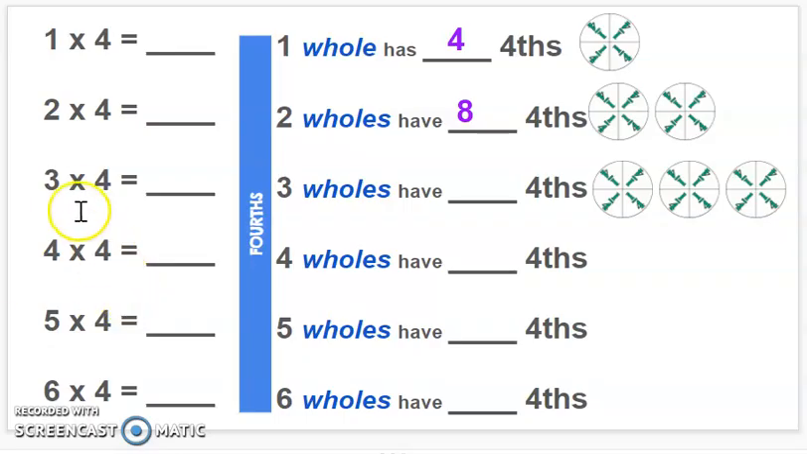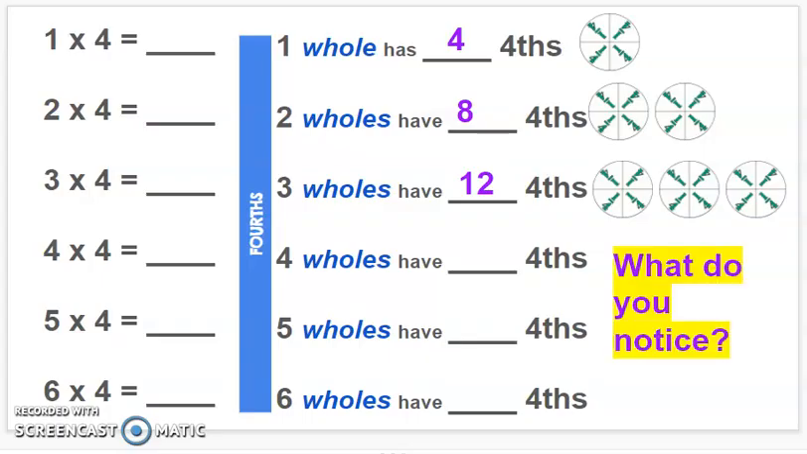Let's try the next one. Think about what 3 times 4 is, 3 groups of 4. Then if I'm thinking about fractions, if I have 3 wholes, how many fourths will I have? 12. Fantastic, you guys. See how we're using our multiplicative thinking to help us with our fractions? So, what do you notice is happening? We're counting by 4s. So go ahead and think through, maybe if you have a piece of paper, now's a good time to write down the answer.